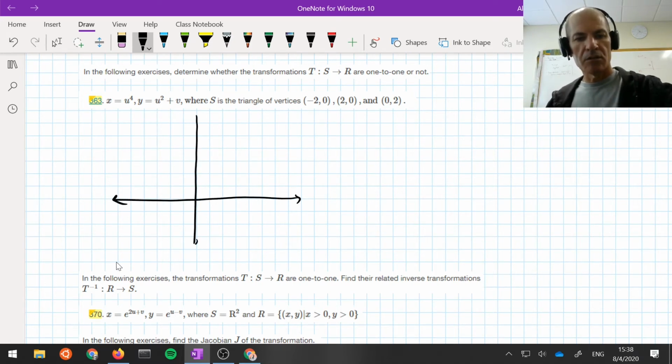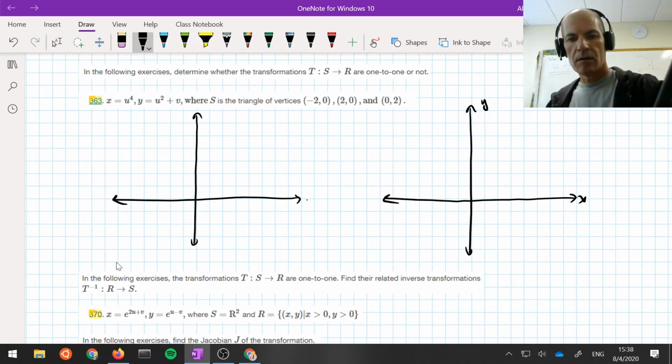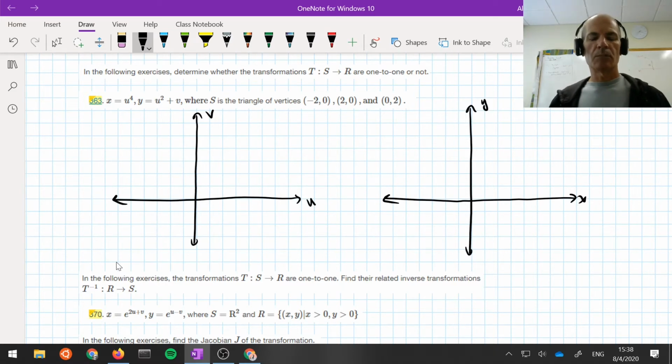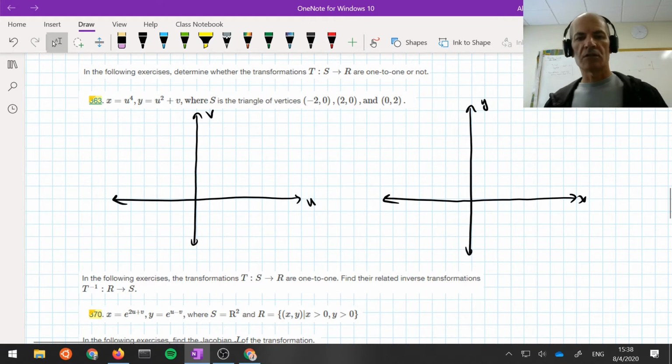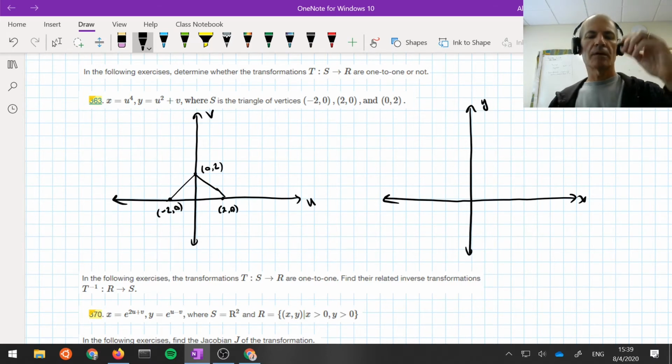As usual, I want to get two planes, a UV plane and an XY plane. Labels are really important now. So that's the UV plane on the left, that's the XY plane on the right. Here's the formula for how points in the UV plane get sent over to points in the XY plane. S is in the domain, it's in the left-hand plane, and we're going to just plot these points. It's a triangle with these vertices, -2, 0, 2, 0, and finally 0, 2. That's the triangle.